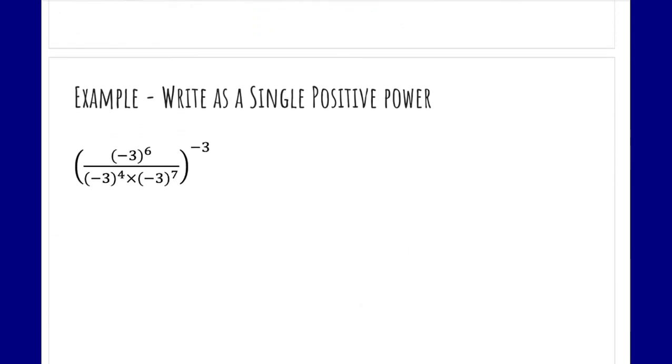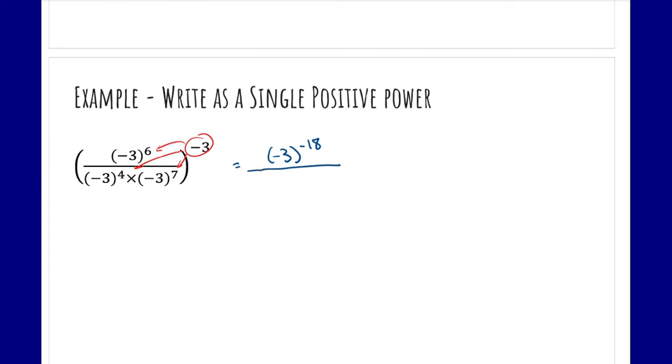Next, again, we're just getting more complicated. So we're going to deal with this overall exponent here. It's going to apply to everything on the inside, each individual part. So in this case, negative 3 to the power of 6 to the power of negative 3. So we multiply. 6 times negative 3 is negative 18.